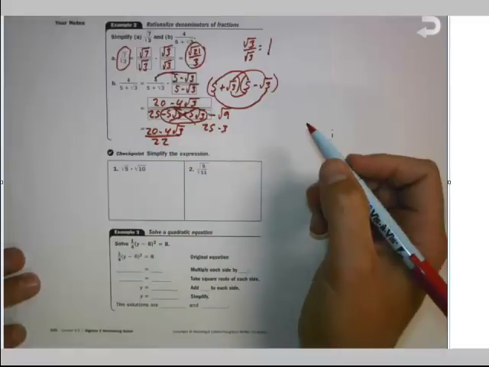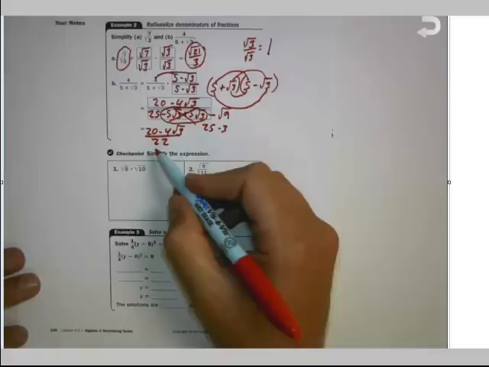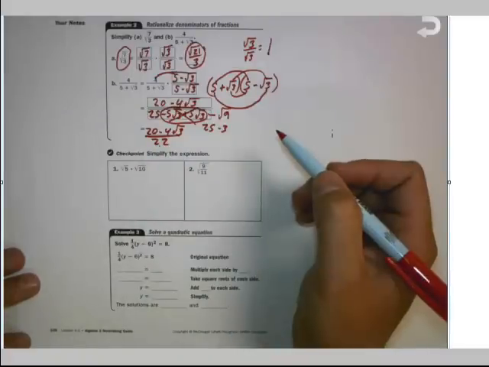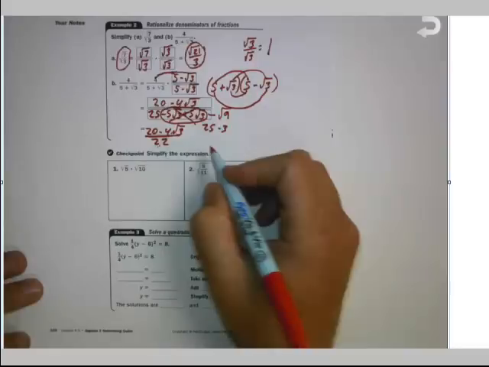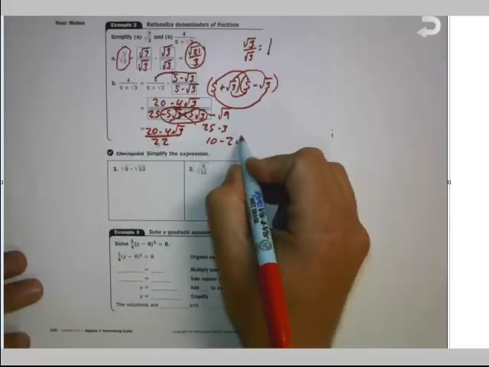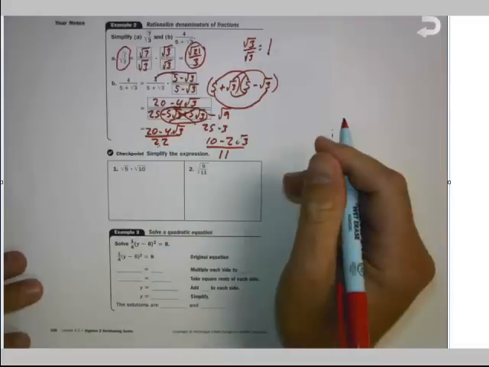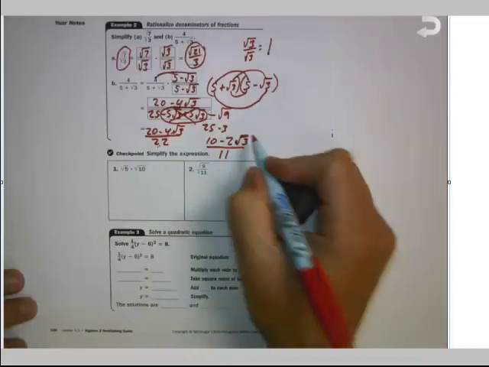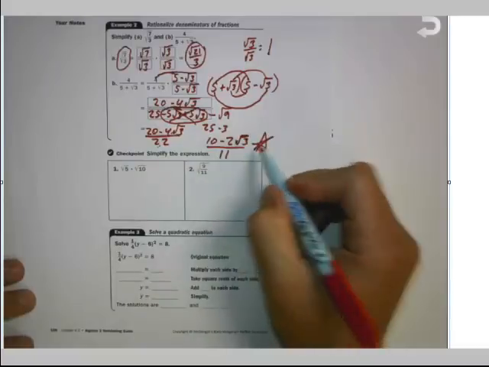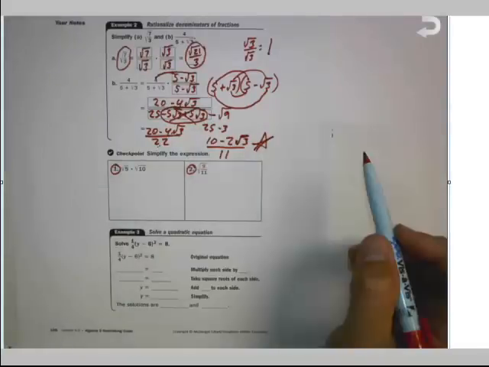Now, one more step that I could do here, because I ended up with all even numbers, 24 and 22. 2 goes into all of them. I could divide everything by 2 and have 10 minus 2 square roots of 3 over 11. That would be a great answer. That would be a for the day kind of an answer. Take a moment and do questions 1 and 2. Go ahead and pause the video.